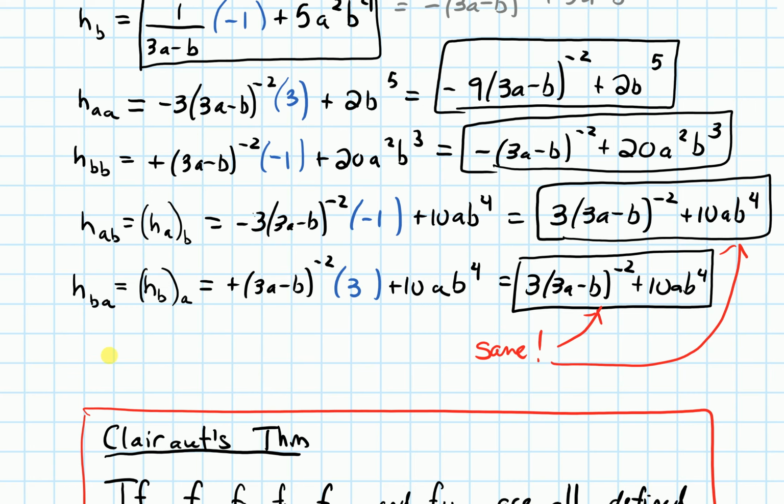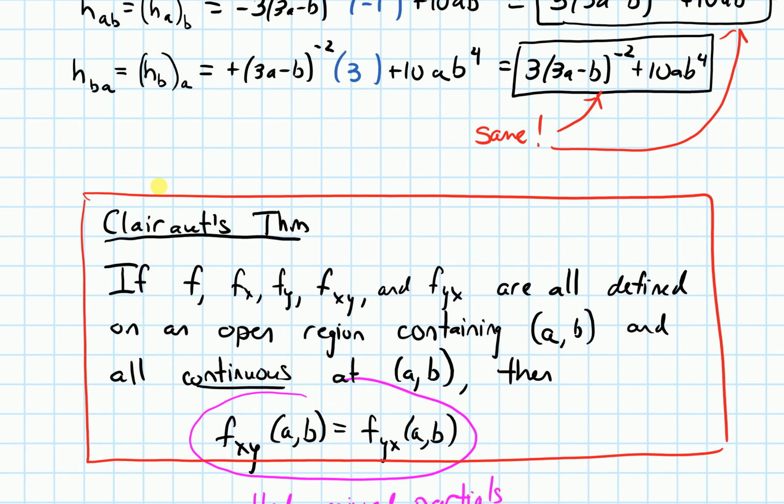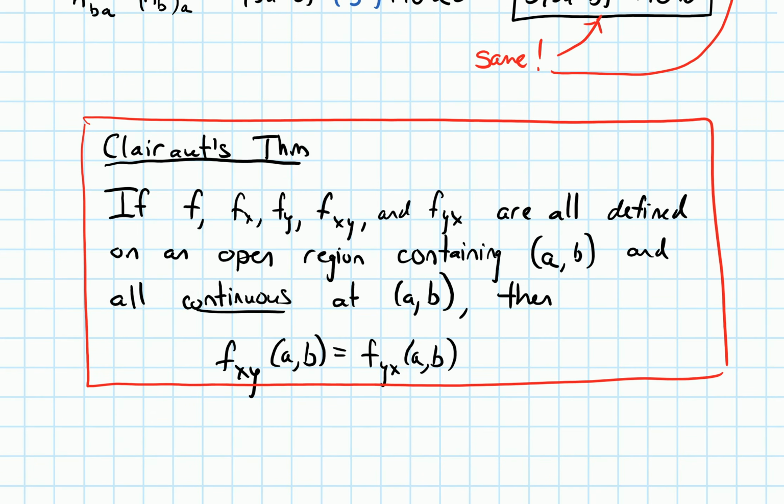Okay, so I want to state this as a theorem. The theorem says, if our original function f and the following partials, so the partial with respect to x, with respect to y, and then the mixed partials f sub xy and f sub yx, are all defined on an open region containing some point that we're interested in evaluating the derivative at, (a, b), and if they're all continuous at that point, then these mixed partials, whether I do the partial with respect to x first and then y, or the partial with respect to y first and then x, are going to be the same.